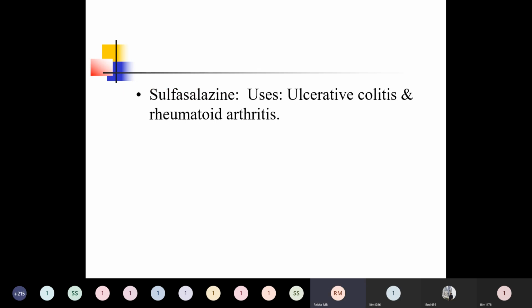The last sulfonamide is sulfasalazine, which is used for a special purpose. It is used orally in the treatment of an inflammatory bowel disease called ulcerative colitis and an autoimmune disorder, that is rheumatoid arthritis. Here it is used not for its antimicrobial activity, but for its anti-inflammatory property. It will be dealt in detail when we take up the treatment of inflammatory bowel disease and the treatment of rheumatoid arthritis.